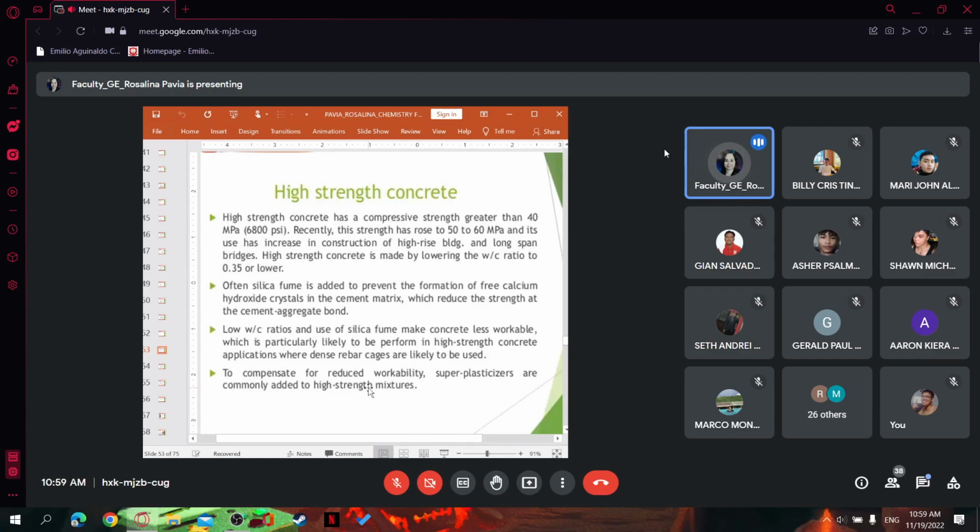Again, to compensate for reduced workability, superplasticizers are commonly added. Okay? For the reduced workability, superplasticizers are to be added for your high-strength concrete. Remember, high-strength concrete is to be used for high-rise buildings.